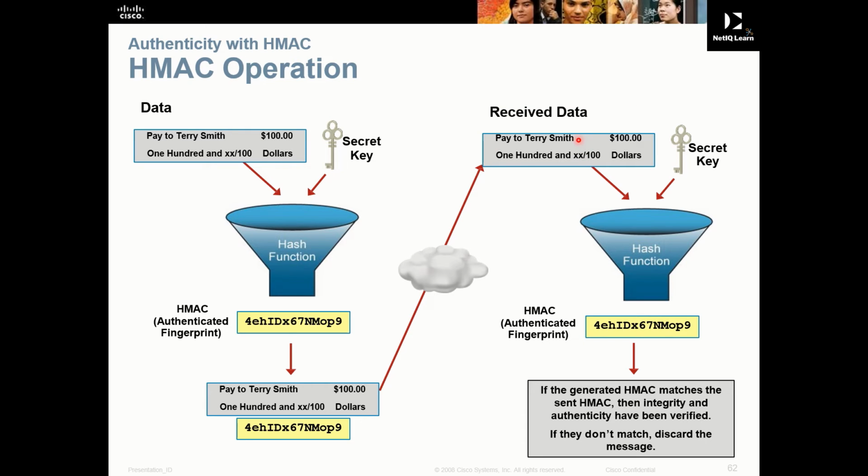The receiver then runs the received data plus the secret key, which is only known by the sender and the receiver, through the same hashing function and generates a new HMAC value. If the newly generated HMAC matches the HMAC sent with the data, then integrity and authenticity have been verified. If they don't match, discard the message.